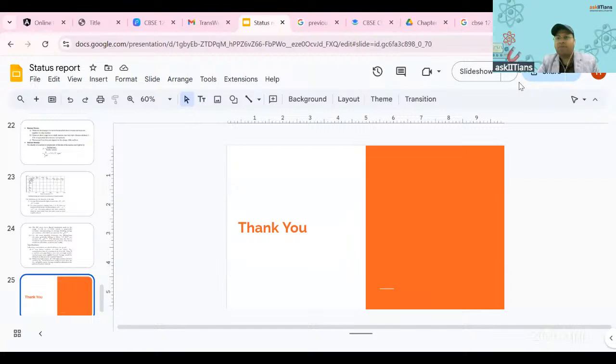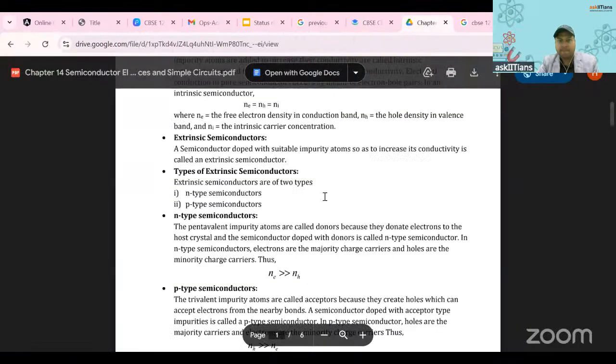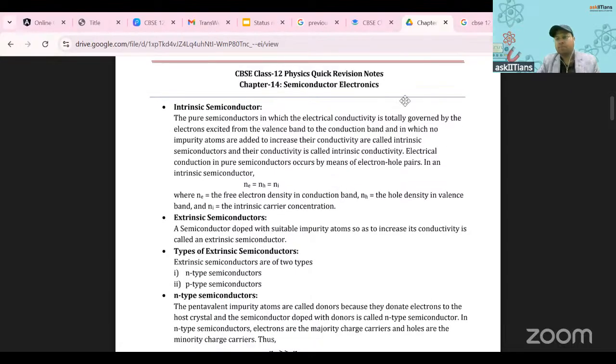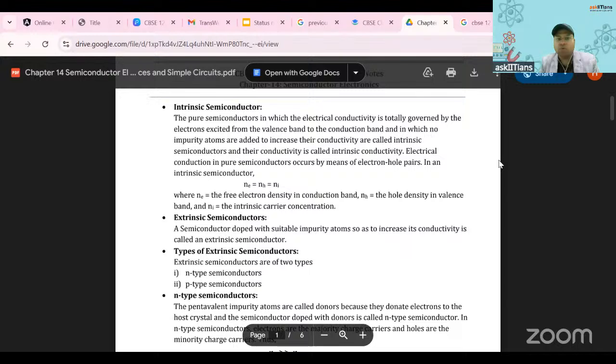Also, I have one sheet on semiconductor electronics. Let me just show you very quickly. Is it visible? Can anyone tell me? Yes, sir. Semiconductor electronics. I'm just letting you know the topics very fast.